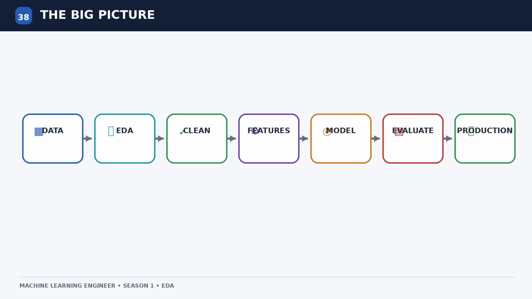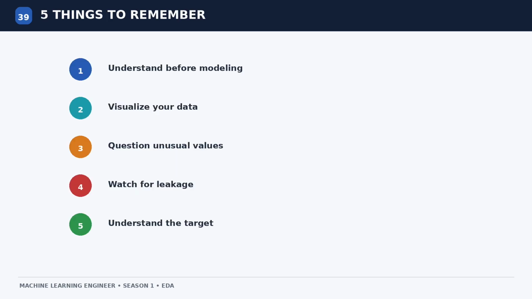EDA is only one part of the larger machine learning engineering workflow. We start with data, we explore and understand it, we clean and transform it, we engineer useful features, then we train and evaluate our model, and eventually we take that model into production. If you remember only 5 things from this episode, remember these. First, understand your data before modeling. Second, use visualization to discover patterns. Third, investigate unusual values instead of automatically deleting them. Fourth, always watch for data leakage. And fifth, understand your target before deciding how to evaluate your model.